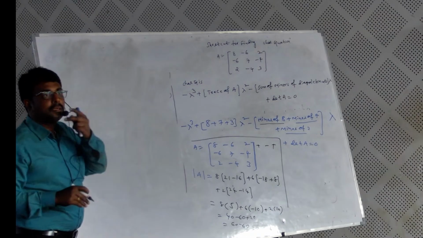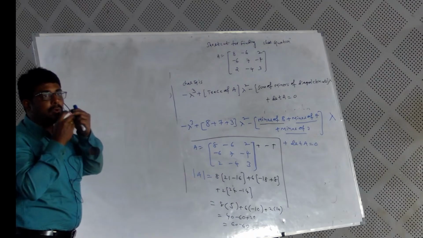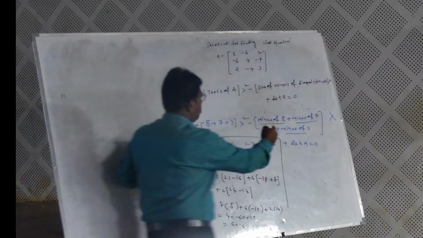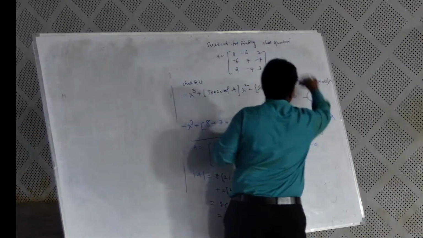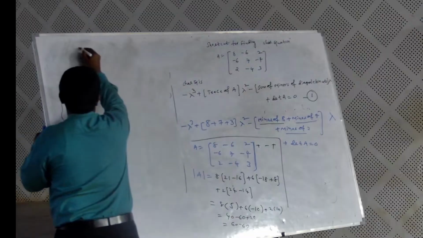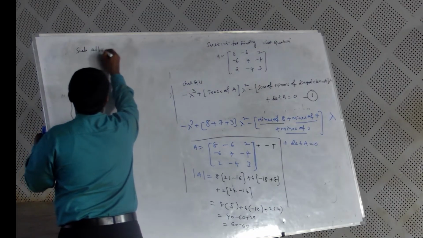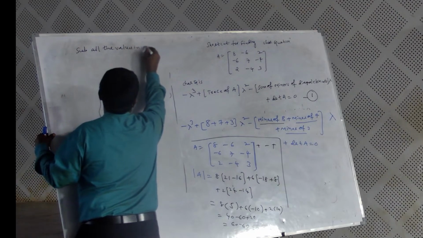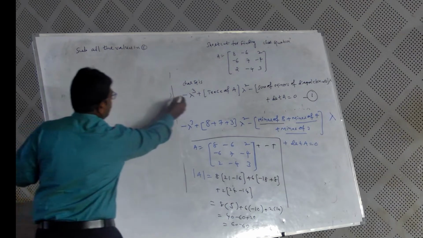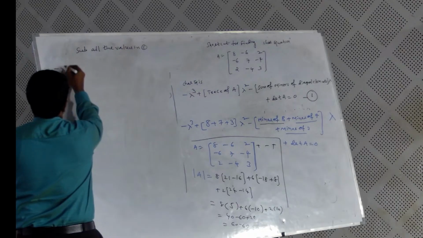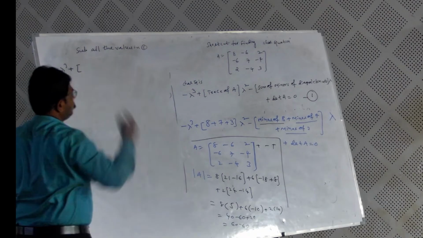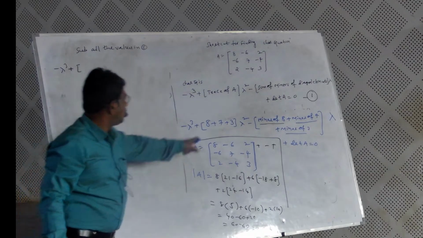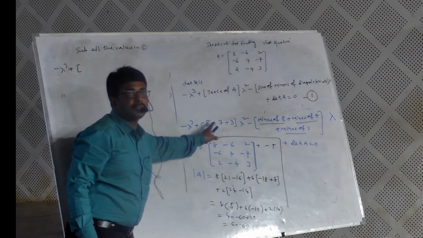Are you alert? Are you able to listen to me? Okay. Now substitute everything in 1. All of you say this is 1. Now substitute all the values in 1. Now I will give the time to copy. This equation becomes minus lambda cube. What is the trace?